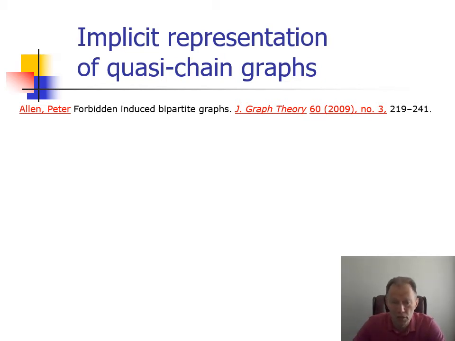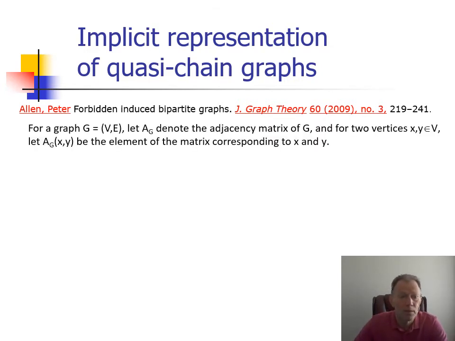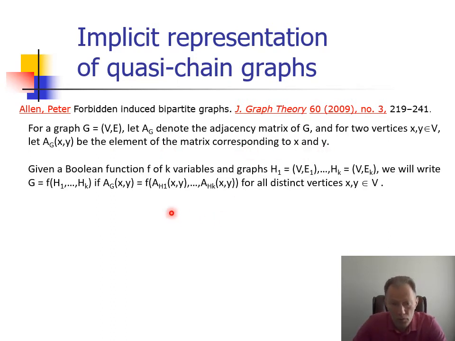For this, we develop a general tool which can be described in the following way. First of all, for a graph G, we denote by A_G the adjacency matrix of G, and by A_G(x,y) we denote the element of the matrix corresponding to vertices x and y. Now, given a Boolean function f of k variables and k graphs H1, ..., Hk on the same vertex set V as the graph G, we will say that G is an f function of the graphs H1, ..., Hk if for any two vertices x, y in the graph G, the adjacency of these two vertices can be computed in two steps by first computing their adjacencies in the k graphs H1, ..., Hk, and then by applying the function f to determine their adjacency in the graph G.